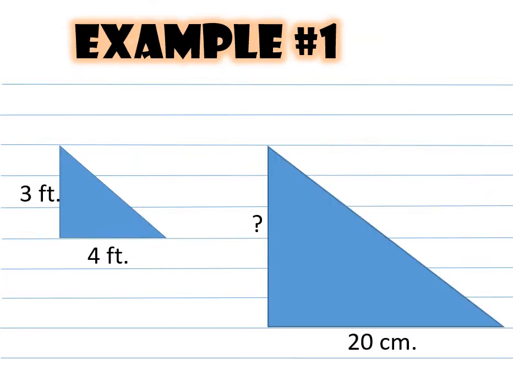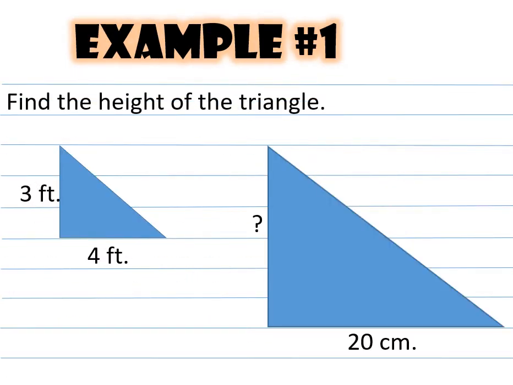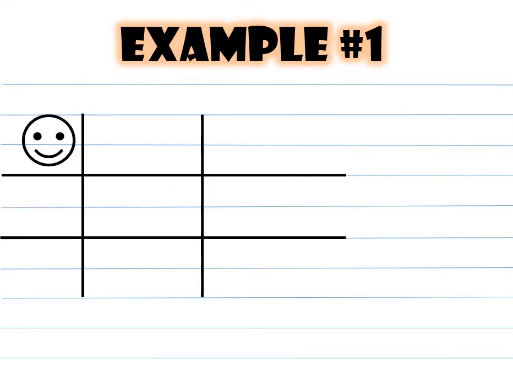Let's take a look at example number 1. Find the height of the triangle. Well, the first figure, figure 1, has a height of 3 feet and a base of 4 feet. The second triangle has a base of 20 centimeters, but we don't know how tall it is. Well, we can go ahead and use proportions to help us find that answer. Let's set up a tic-tac-toe board to figure this out.